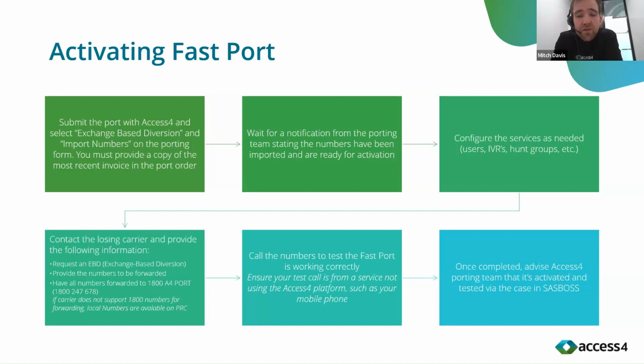So that's when you configure all the users, IVRs, hunt groups, call queues, whatever it needs to be. It does still work with things like faxing and things like that as well, still applicable. So those still work from that perspective as well. Once that's done, you reach out to the losing carrier, you provide them details saying you want to put in place an EBD, make sure that you provide them all the numbers that need to be redirected, and you give them either the 1-800 number.